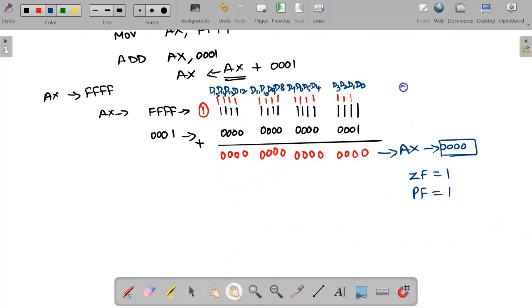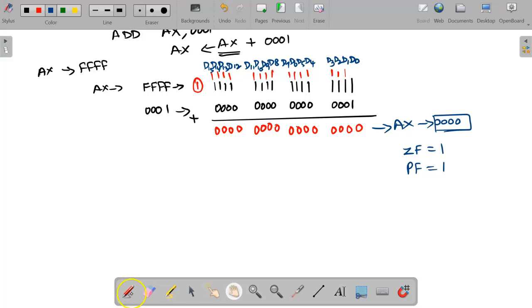And then what about your auxiliary carry flag? Auxiliary carry flag means whenever you have a carry from the D3rd bit to the D4th bit. So here what happens, 1 plus 1 is 10. Here 0, and you are having a carry from the D3rd bit to the D4th bit. That is, these 4 bits are a nibble. From the lower nibble to the upper nibble, you are having a carry. So I can say that the auxiliary carry flag is also 1.